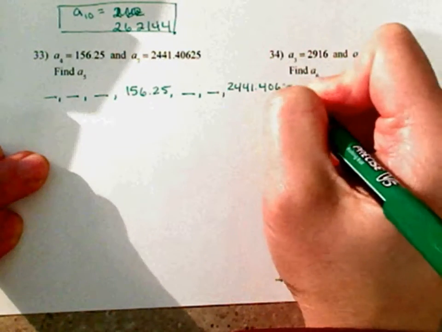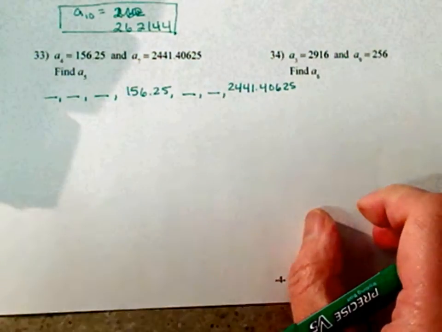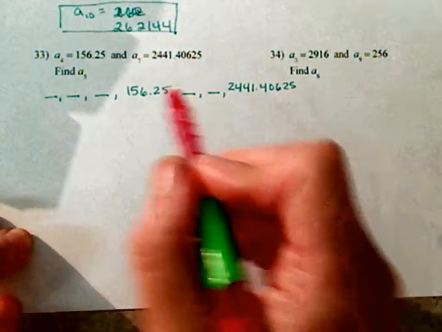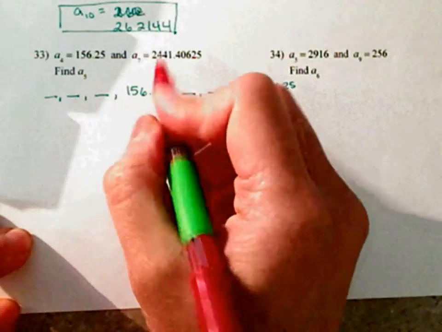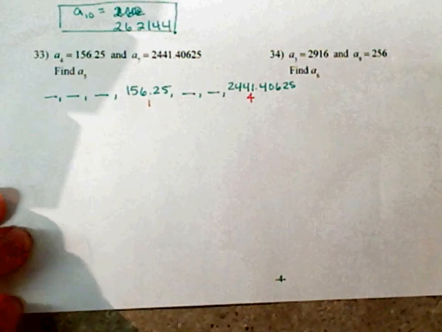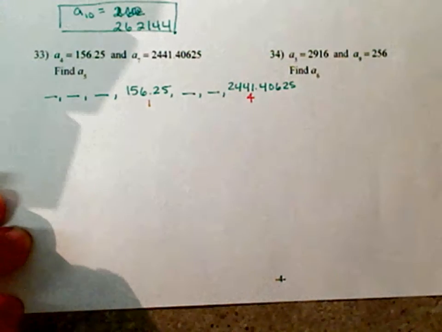Okay, make sure you use all those numbers. All right, so let's take a look. 1, 2, 3. Let's make this one our first term, 2, 3, and make that one our fourth term. So that way we can find our R. So how do you go about finding your R?